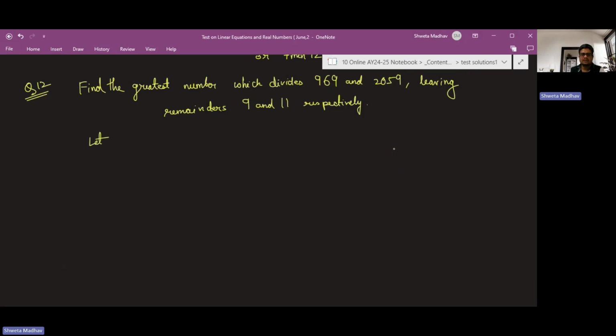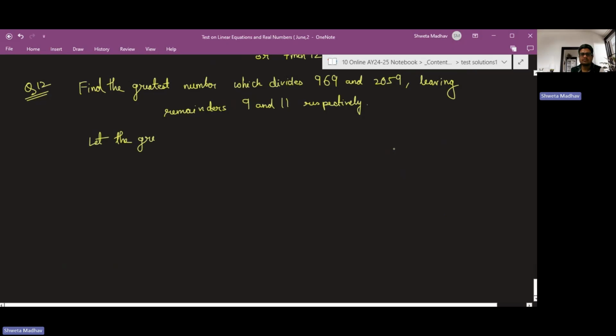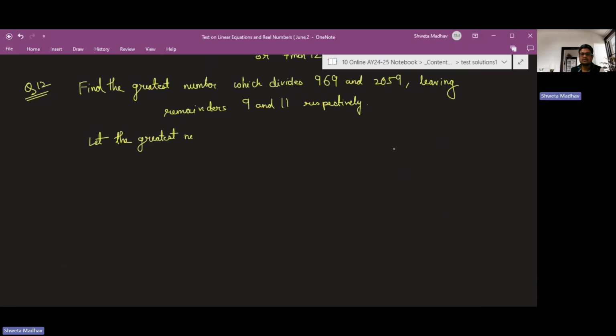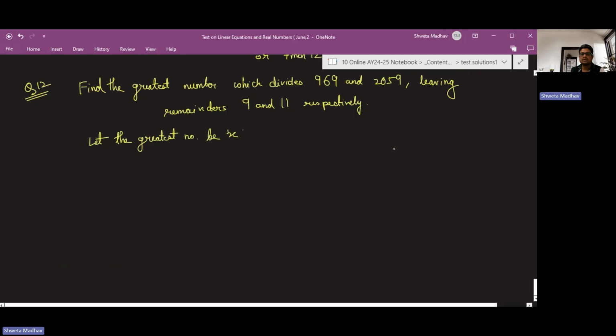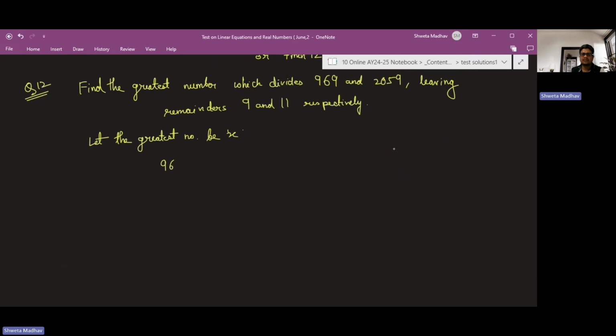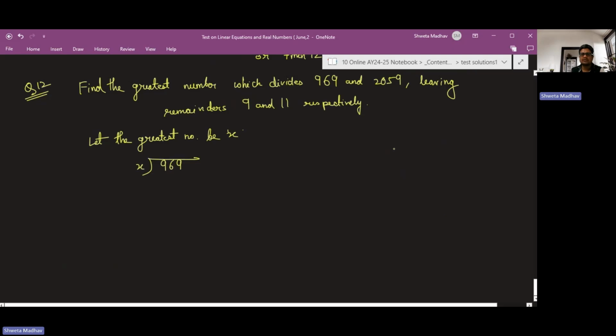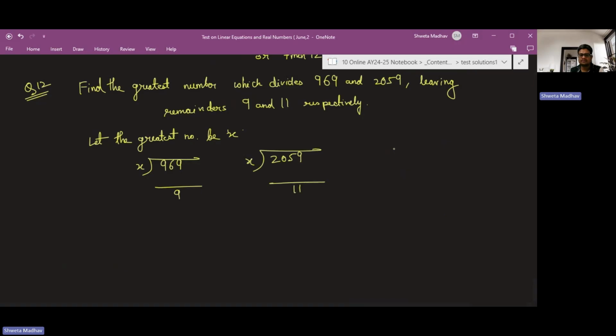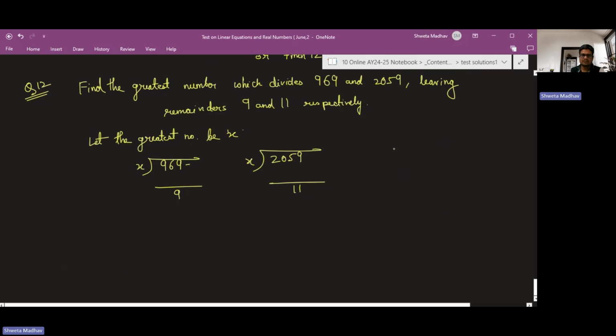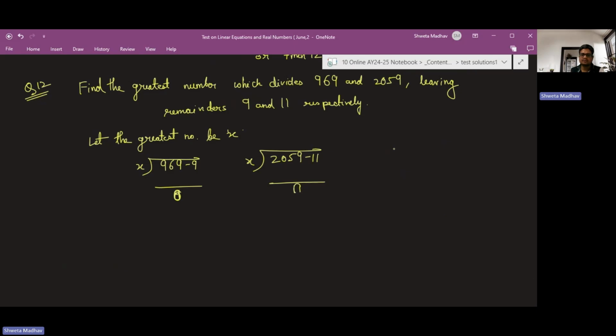So let the greatest number be x. Now 969, when it is divided by x, the remainder is 9. And when 2059 is divided by x, the remainder is 11. So it means if from 969 I subtract 9, the remainder will come 0. And from 2059, if I subtract 11, the remainder will come 0.